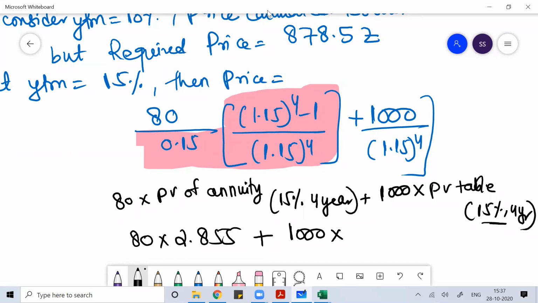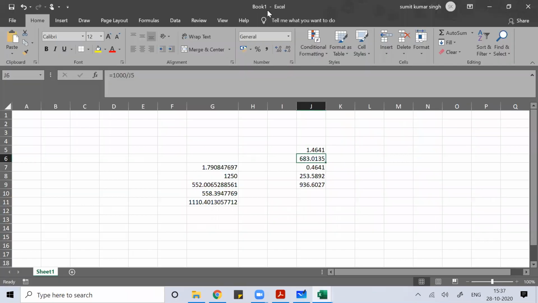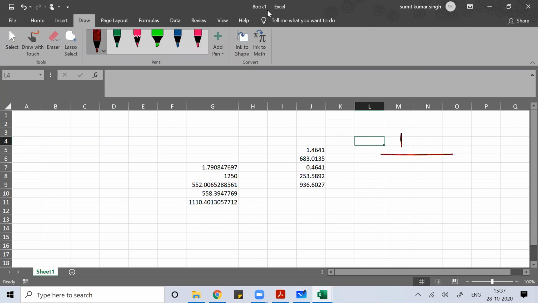So 1000 into 15% for 4 years. I can calculate it manually. So what value will be given in the table? The value given in the table will be 1 plus 15% to the power 4.